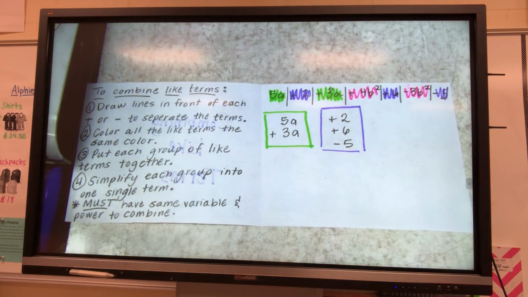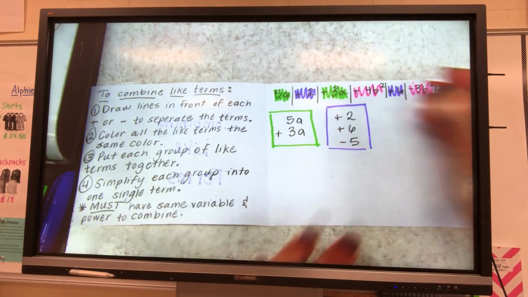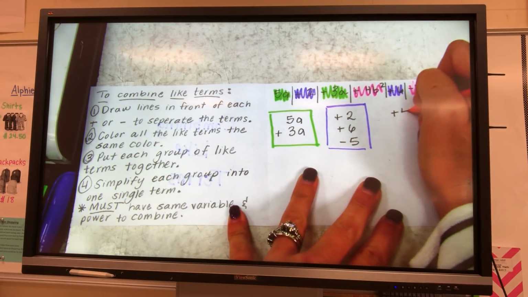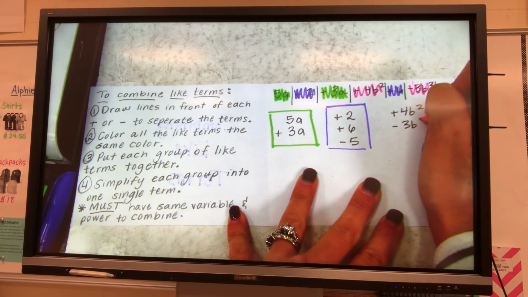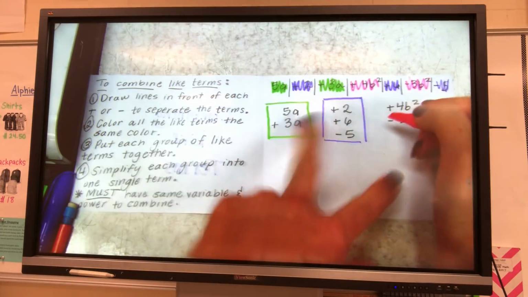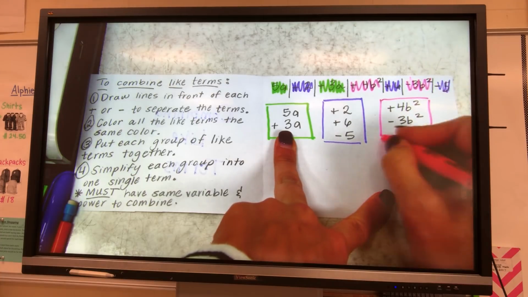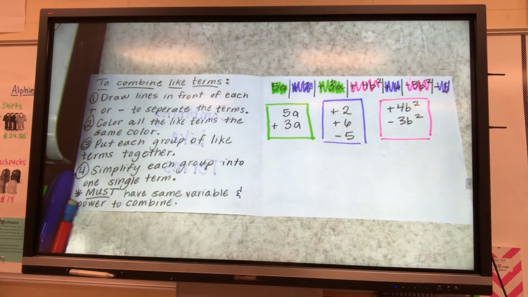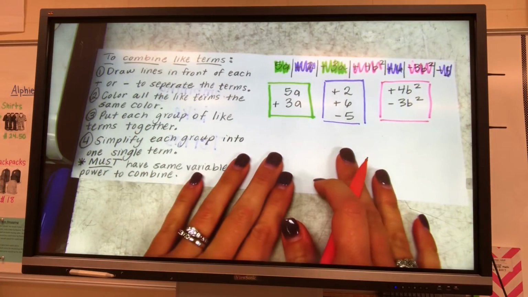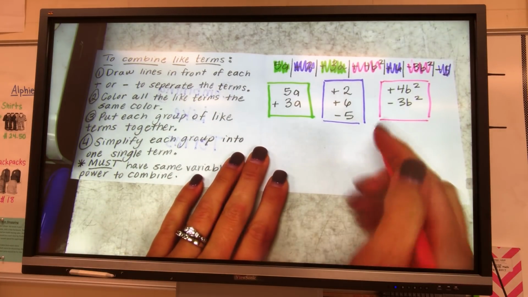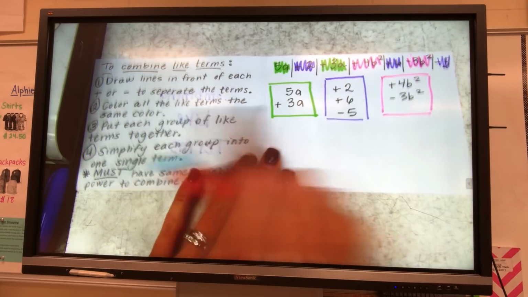And then I'm going to write them down here on my notes in the order they appear. Positive 4b squared, negative 3b squared. And then I'm going to box around them. So for this one, I'm going to now simplify them into single terms.